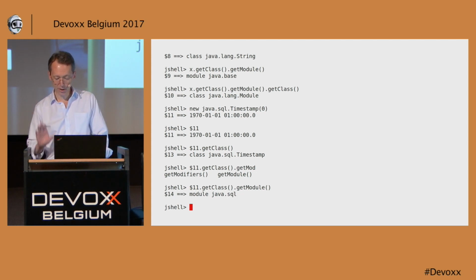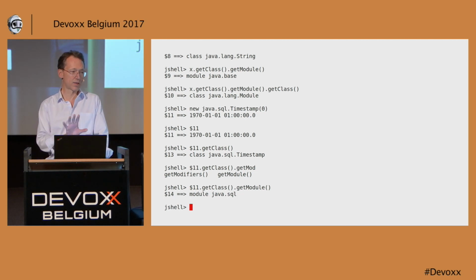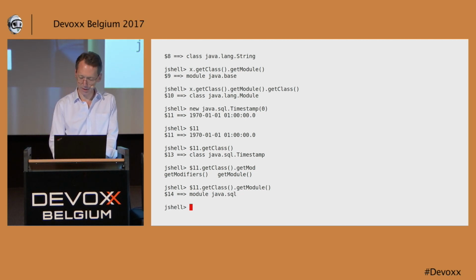Okay, so modules are deeply wired in. This is just runtime. The same is true at compile time, as we'll see. Let's take a look at the JDK module graph itself.